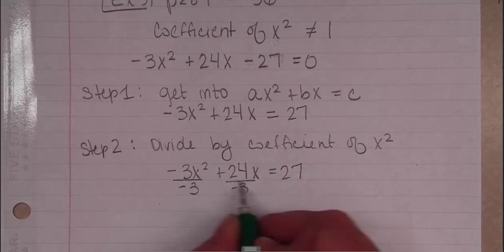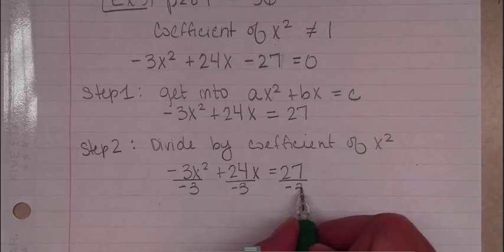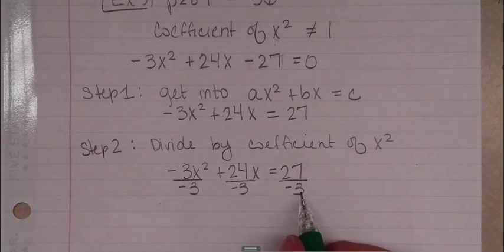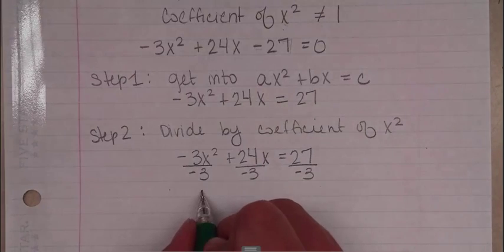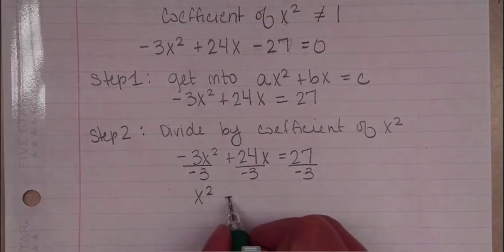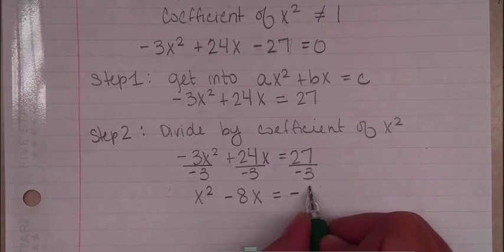So I am going to divide everything by negative 3. Because if I divide this whole side by negative 3, every single term gets divided by negative 3. And whatever I do to one side of the equation needs to happen to the other side. Okay, so now I'm going to simplify that. So I get x squared minus 8x equals negative 9.